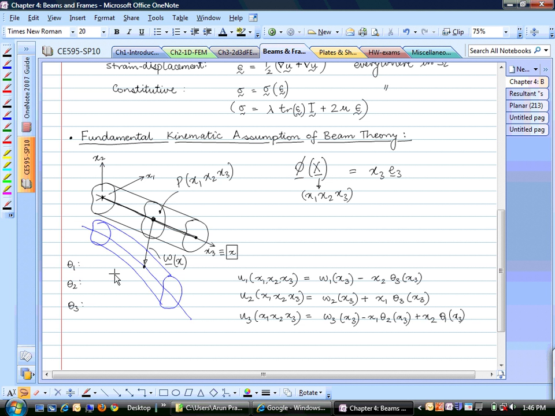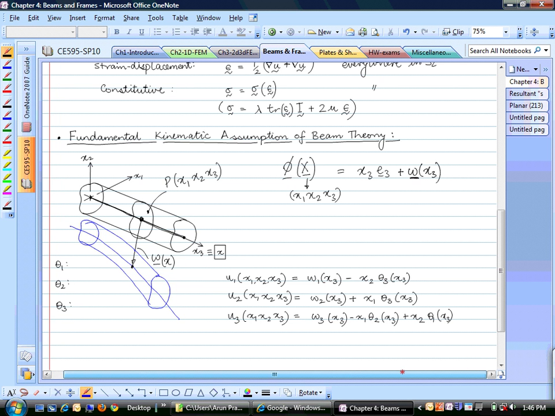So in order to find where this point finally goes, we will add this displacement W, which is a vector function of a scalar variable x3. And then that will take us to a location along the new centroid. So the new centroid is completely defined by this displacement function W.